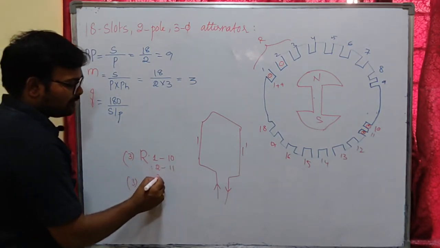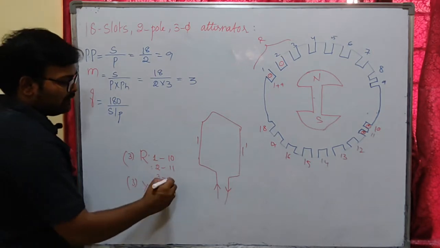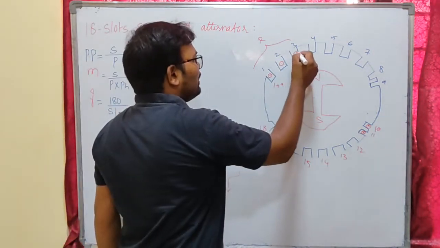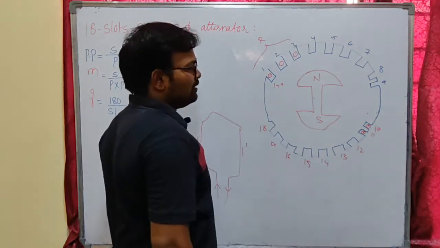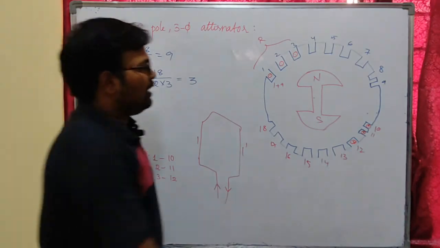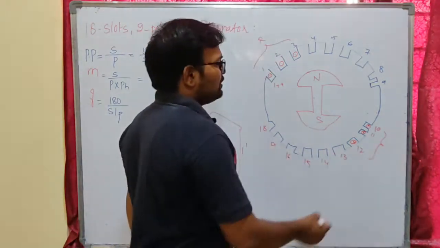Similarly, I will have the third coil of the R phase in the third slot and the second coil side will be in the 12th slot. Okay, if I place the third coil of R phase in the third slot, the second coil side will be in the 12th slot. So this is our R phase winding. This is for R phase.